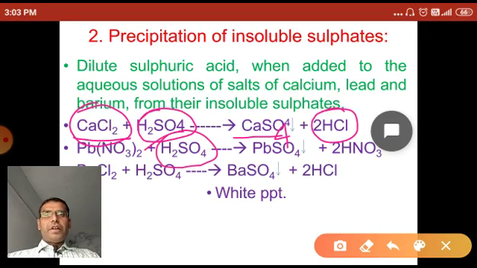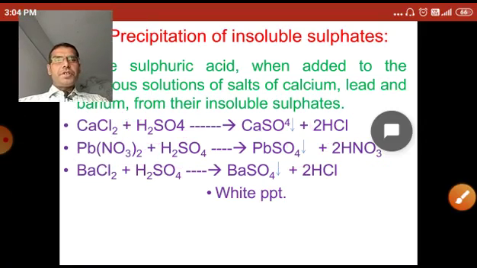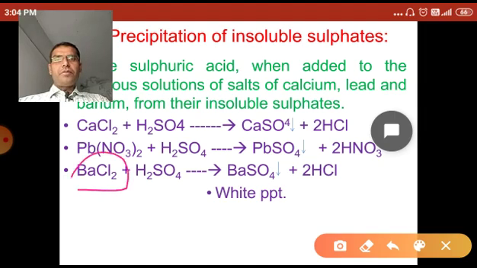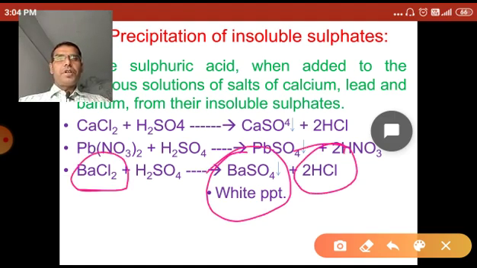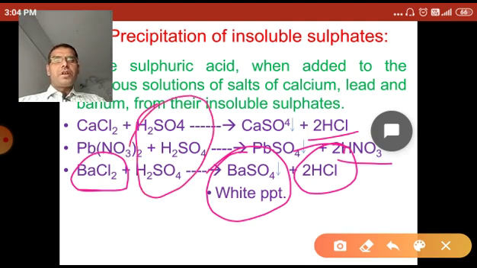Now when dilute sulfuric acid is added to lead nitrate, it forms lead sulfate as a white, insoluble precipitate, and nitric acid as a byproduct. When dilute sulfuric acid is added to a solution of barium chloride, it forms a white precipitate of barium sulfate and also produces hydrochloric acid. Hydrochloric acid and nitric acid, these two acids are more volatile than sulfuric acid, so they can easily get separated from the sulfuric acid.